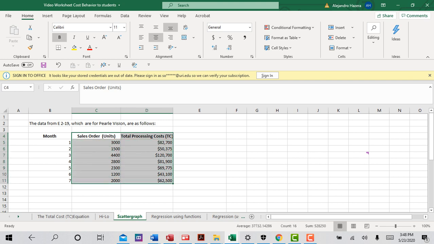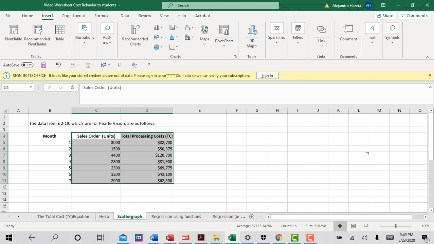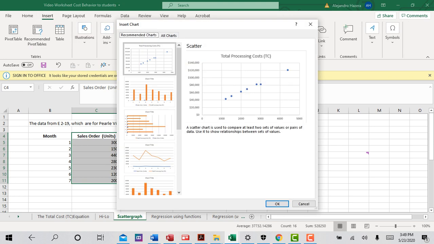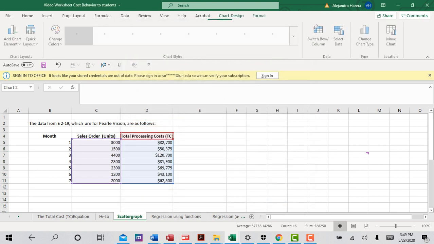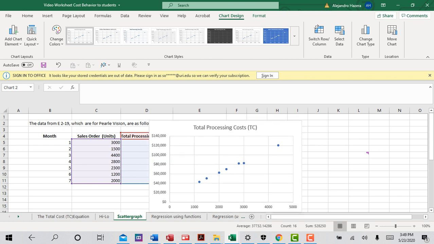I assume you know enough Excel. To make a scatter graph, you highlight the data you want, then you click insert, and then go to recommended charts. I can tell you it's going to say scatter graph, and that looks good, and I'll tell you why it looks good in a second. But anyway, there's our scatter graph right there.